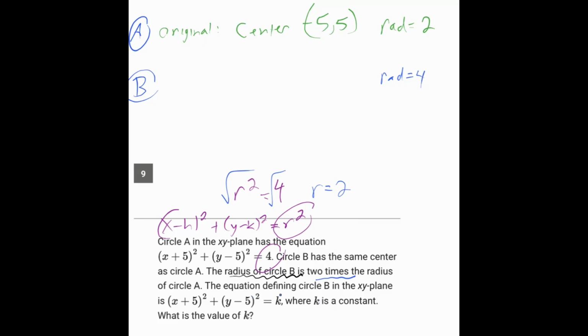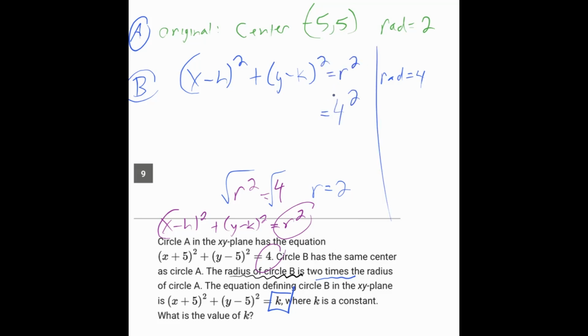And we're looking for what number goes here. Well, in our equation of a circle, if the radius is 4, we'd have 4 squared right here. And that would become 16. And so K is 16.